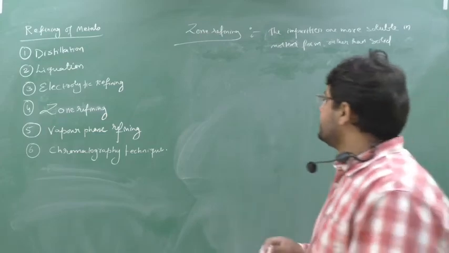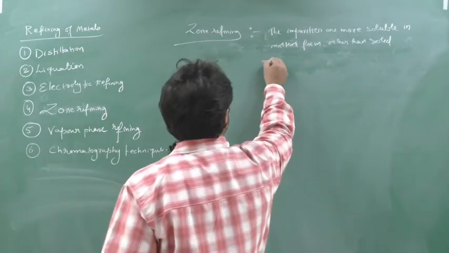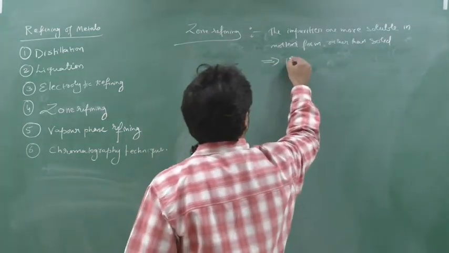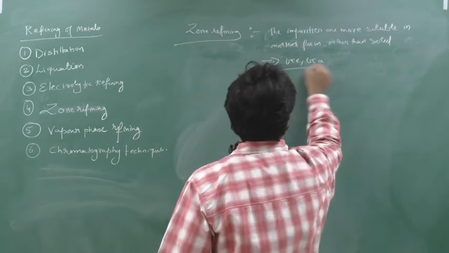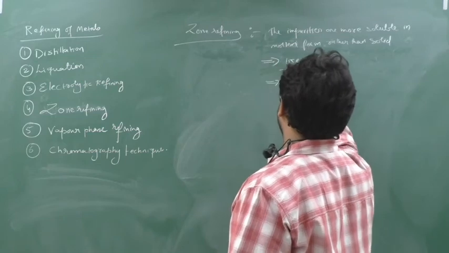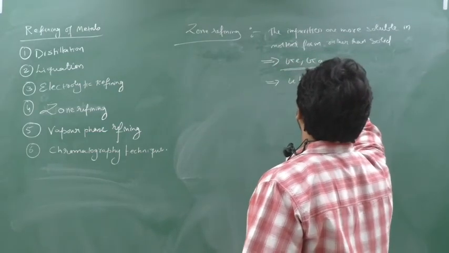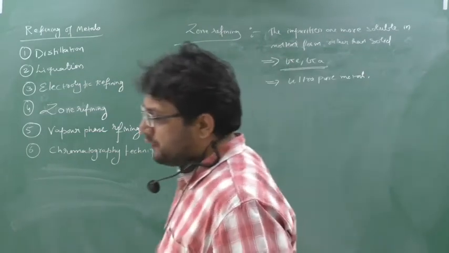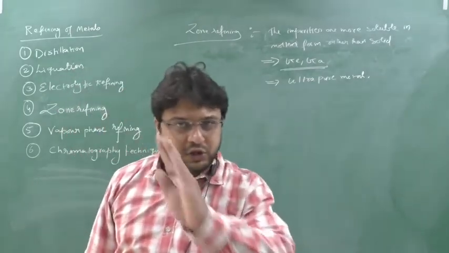So what are you going to do? See here, for which metals like germanium, gallium, this method is used. Okay, and this is used to give ultra pure metal. I will share the video of zone refining. If you see the video, you understand the whole process.